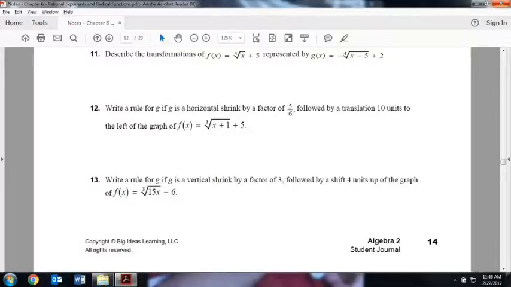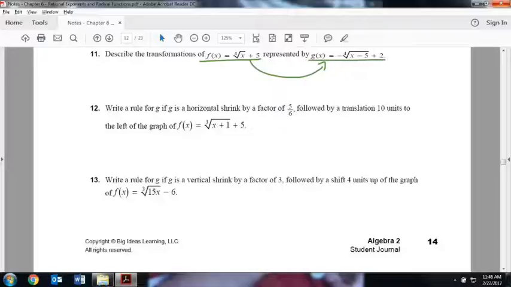All right, this is still chapter 6.3. It's still transformations. We're going to do 11 through 13 all at once. It says, describe the transformations of f of x represented by g of x. Basically what this is asking: if I started with this function and I moved a few things around to get to this function, what have I done to get from the f of x to the g of x?